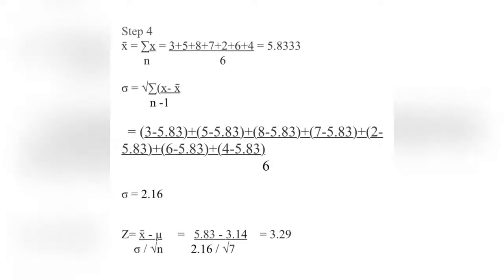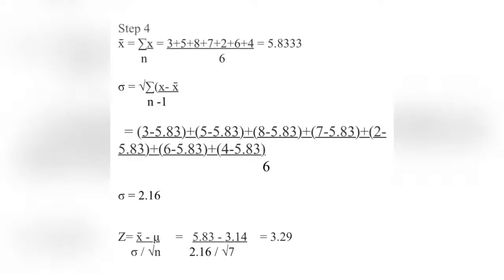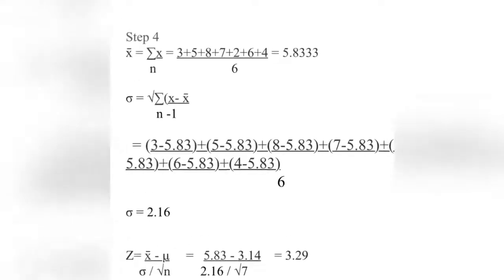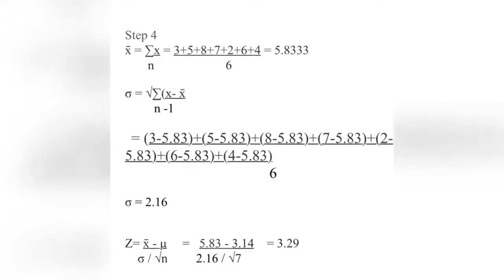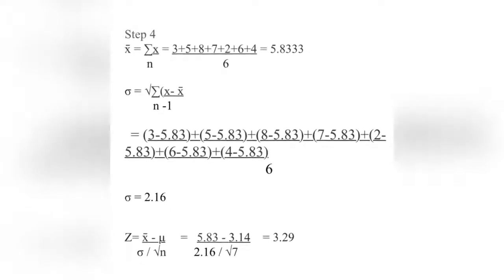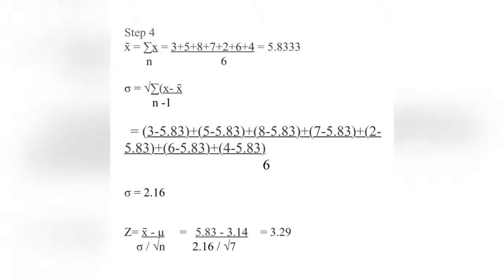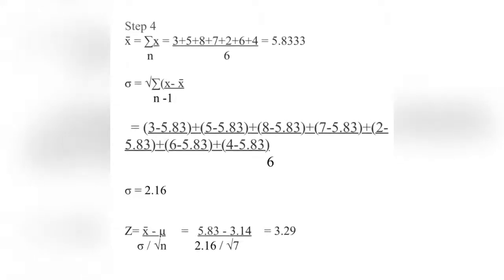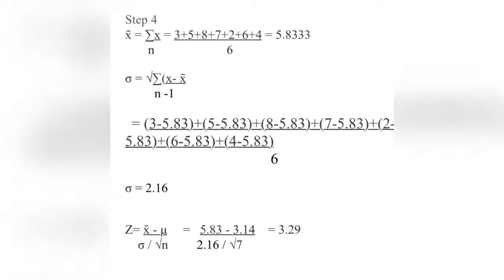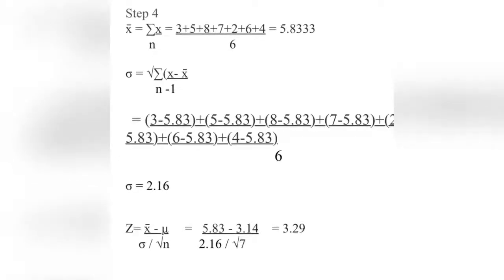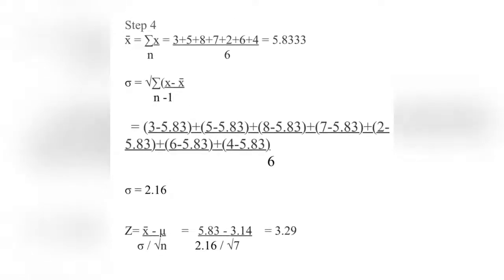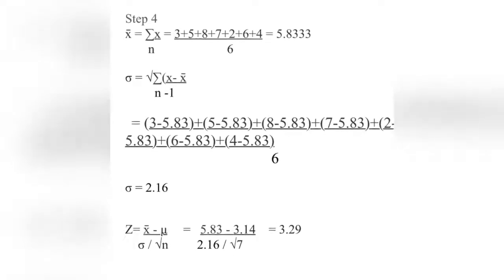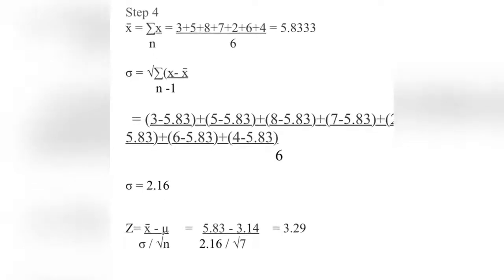Our standard deviation is missing as well. We compute for it by adding the squared differences of the numbers in the sequence from the sample mean, or x bar. Then, we divide it by the population minus 1. There, we get the standard deviation 2.16. Now that we have complete values, we can compute for the t-score. Input the value of each data in the formula. Compute, and we get 3.29.